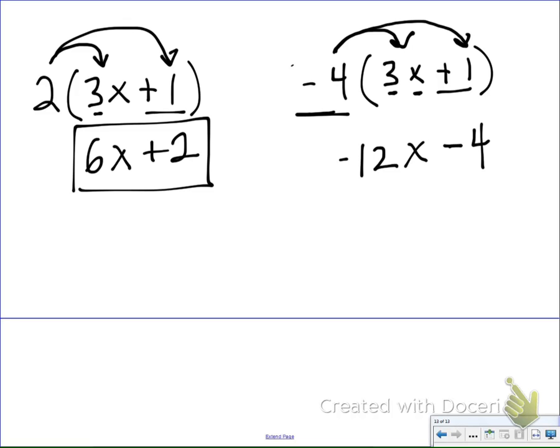So notice, look right here, our signs changed from positive to negative. We went from adding to subtracting because of this negative out front, so be careful with those. Alright, and that's basically our distributive property.